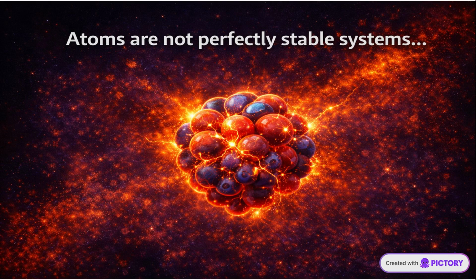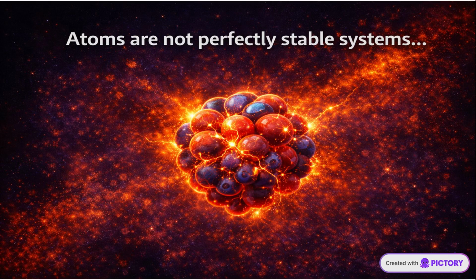Atoms are often described as the building blocks of matter. We usually think of them as stable, permanent, and unchanging. But here is a surprising truth. Atoms are not perfectly stable systems. Deep inside every atom lies a tiny nucleus, where powerful forces are constantly competing, and sometimes this balance breaks. When that happens, the atom becomes unstable and begins to transform.